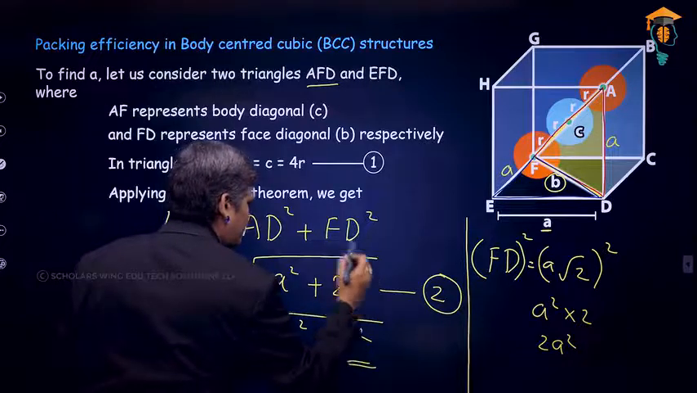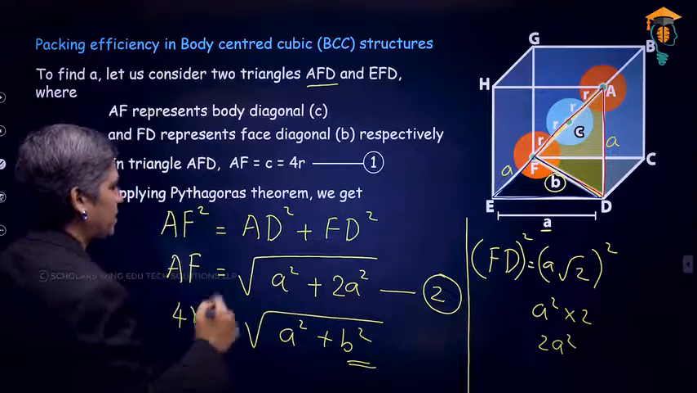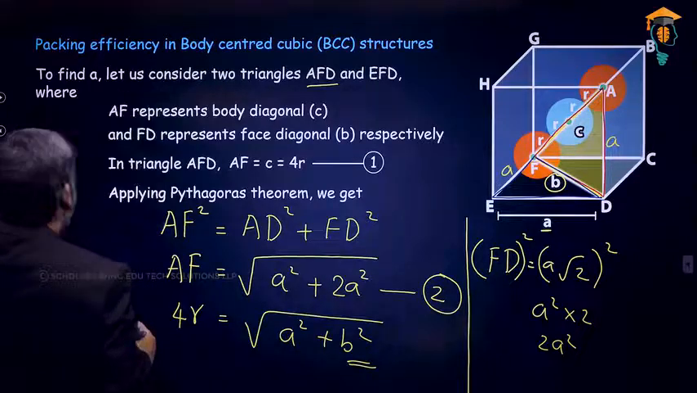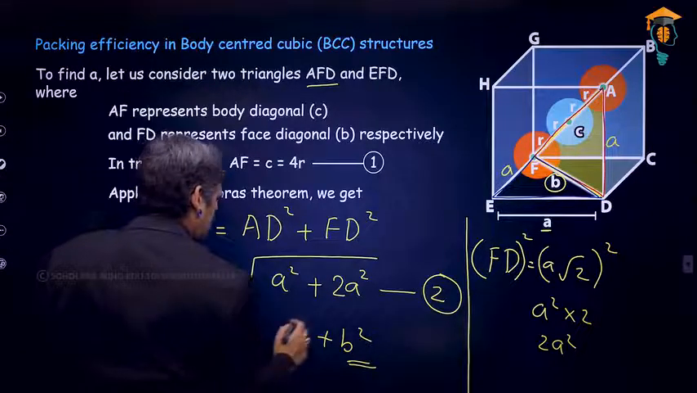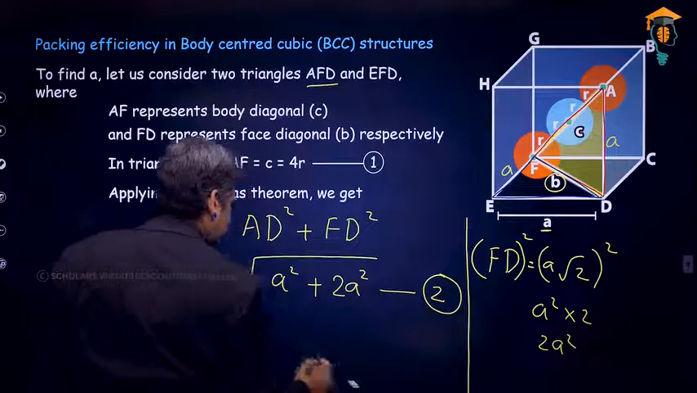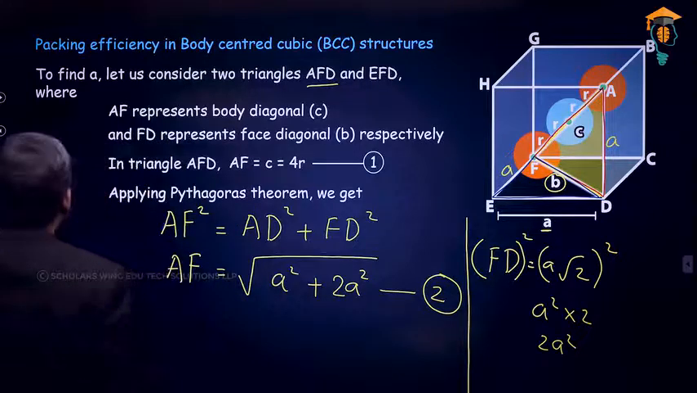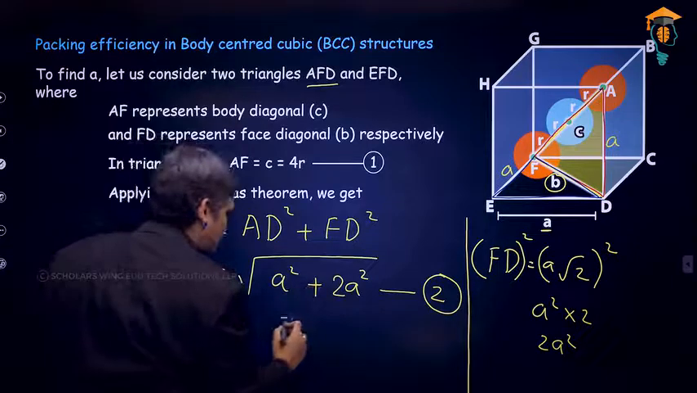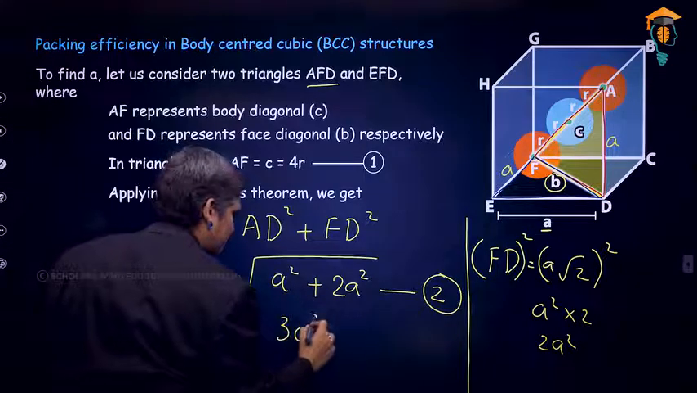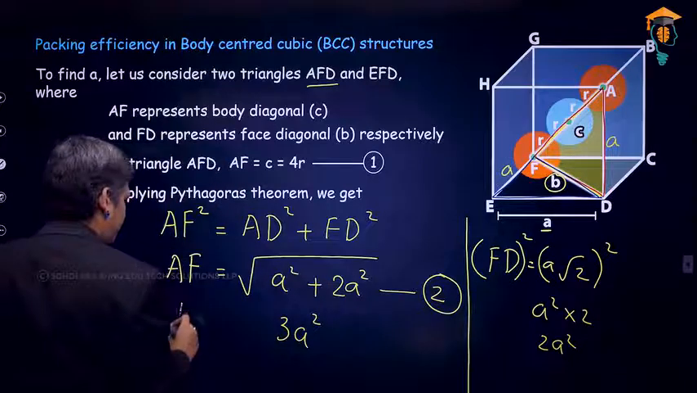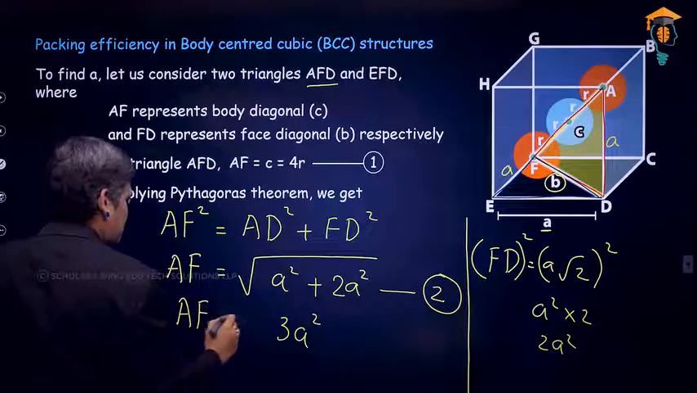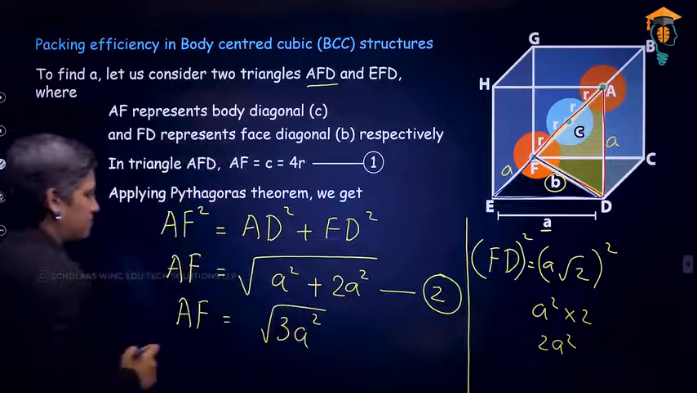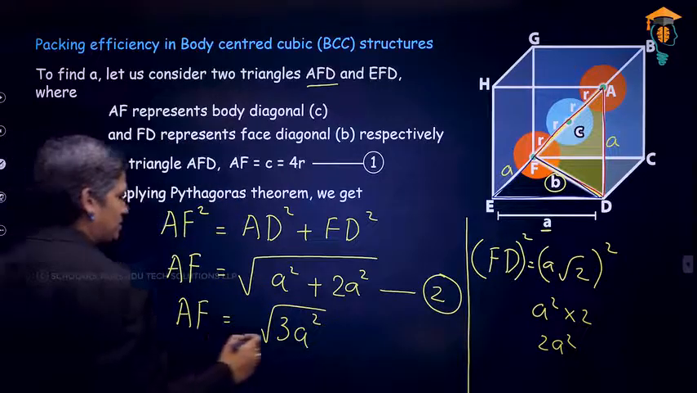2a square. A square plus 2a square will be how much? Yes, my dear, you must have done by now. This is 3a square, right? That is AF. Under root. Okay, let's call this as equation 3.